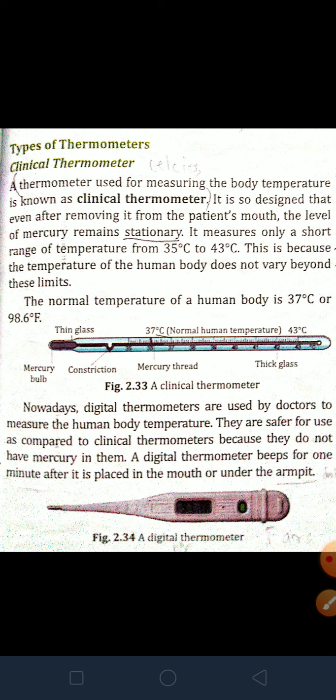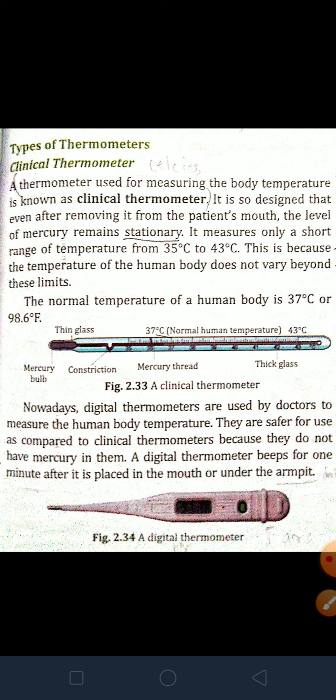So today we will discuss some different types of thermometers. A thermometer used for measuring the body temperature is known as a clinical thermometer. The thermometer which we use during fever is the clinical thermometer, because it measures the temperature of our body. It is so designed that even after removing it from the patient's mouth, the level of mercury remains stationary. Okay, children?